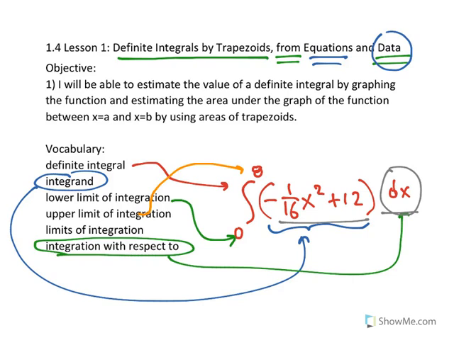You'll be able to estimate the value of a definite integral by graphing the function and estimating the area under the graph of the function above the horizontal axis between x is equal to a and x is equal to b by using areas of trapezoids.